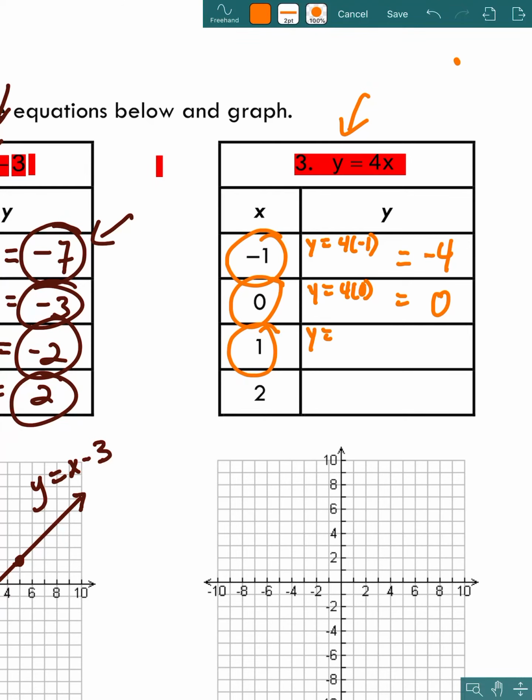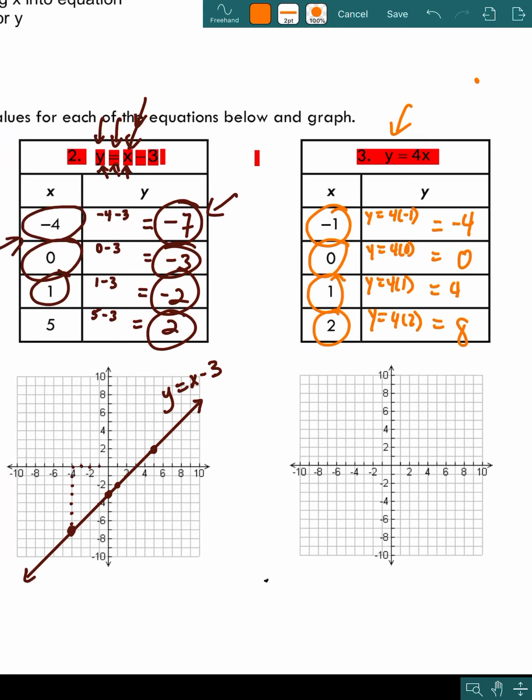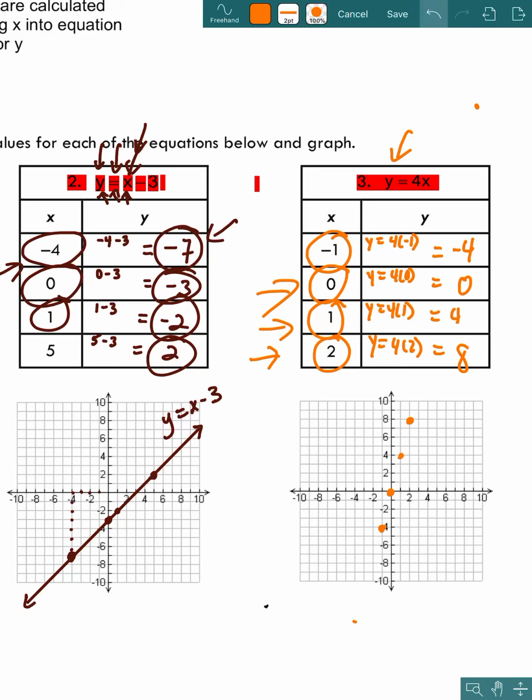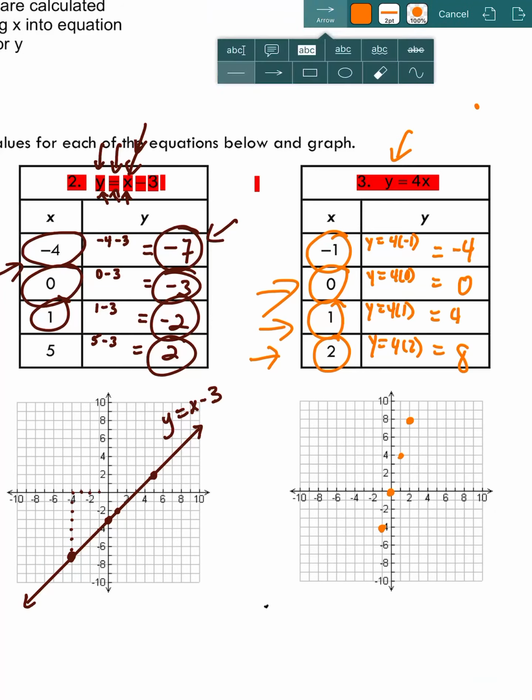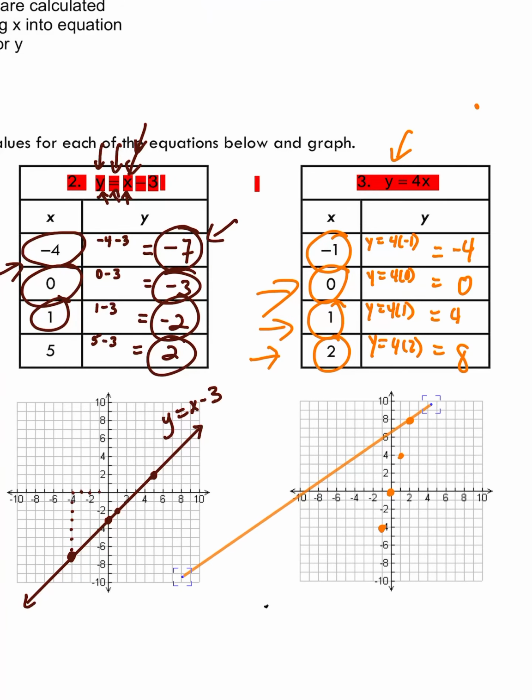y equals 4 times 1, so that'll give us 4. And y equals 4 times 2, so that'll give us 8. So we can graph those points. When x is negative 1, y is negative 4. When x is 0, y is 0. When x is 1, y is 4. When x is 2, y is 8. So we're going to draw a line through those points.